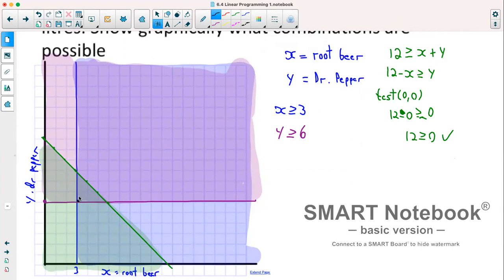So essentially, this triangle here is our solution area. Every point within here would give us a possibility that satisfies our inequality. So for example, if I selected this point here, that's 7, so we could have 3 root beers, 7 Dr. Peppers. And that would work with the constraints we are given.